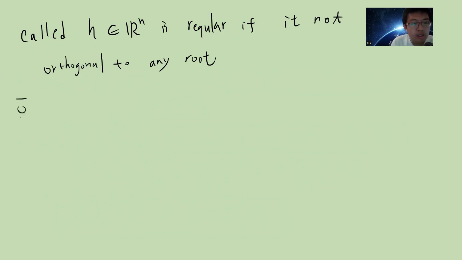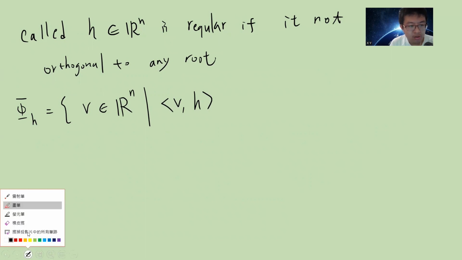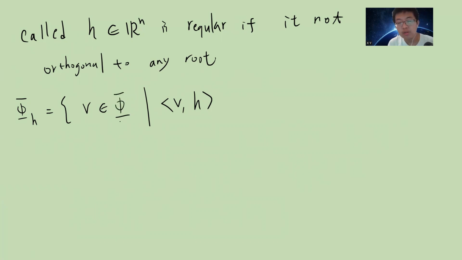And you can define phi_H^+ to be the set of vectors v belonging to phi, the root system, such that the inner product of v with H is greater than 0. These are called plus. So the elements of phi_H^+ are called positive roots.